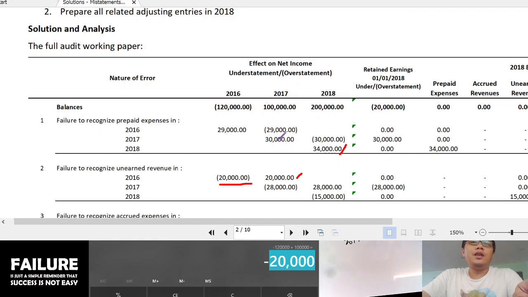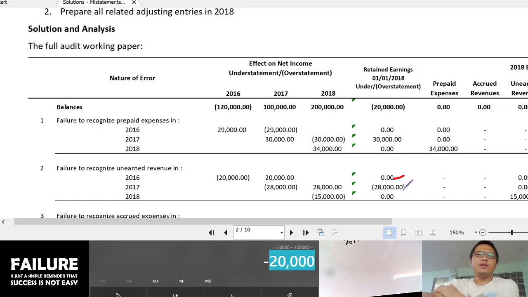Next is that the error in 2017, same effect pa rin. Overstated ka in 2017, understated ka in 2018. In 2018, overstated ka by 15,000. Pero in 2019, you will be what? Understated by 15,000. Okay? So as to effect sa retained earnings class, obviously, yung error natin in 2016 is that nag-counterbalance na. So, no effect na to sa retained earnings beginning natin in 2018.